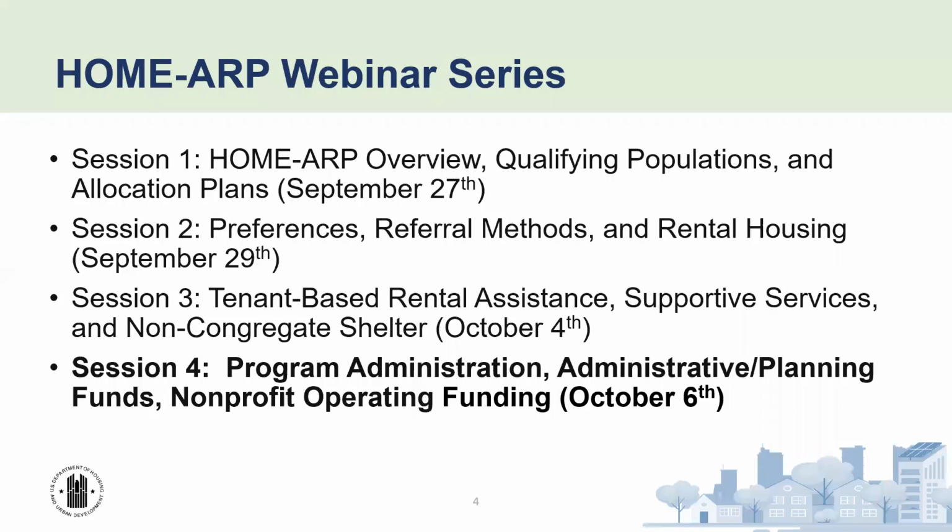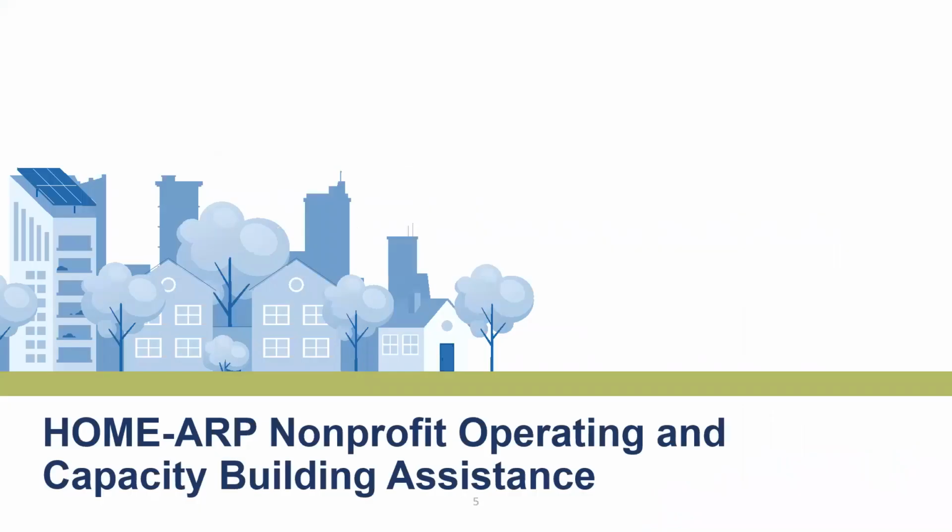Now I'd like to turn things over to Josh Furman to discuss HOME-ARP nonprofit operating and capacity building assistance. Josh? Thanks, Peter. Hi, everybody. I'm going to get us started today by reviewing the requirements related to using HOME-ARP funds to provide operating assistance or capacity building assistance to nonprofit organizations in order to help them carry out ARP activities. What I'll be covering today can be found on page 67 and 68 of the ARP notice if you're planning to follow along. Next slide.